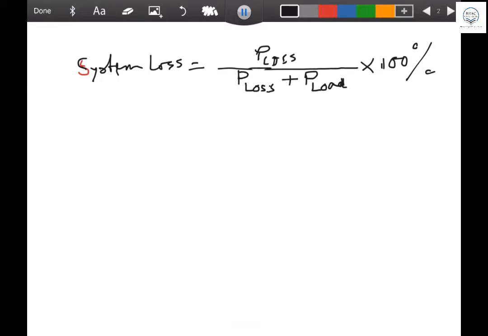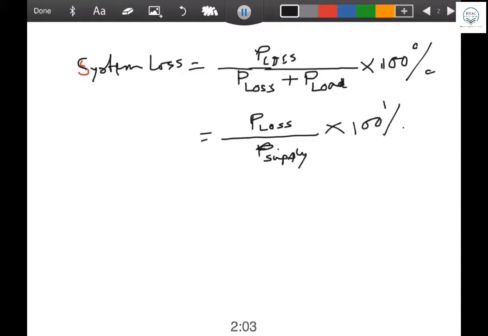That means how much power is lost based on the power supplied. That means the total power supplied, P supply. Ultimately you are getting P loss divided by P total supply, multiplied by 100. This is the definition of system loss. It tells how much loss there is in the line and how much power they are sending.